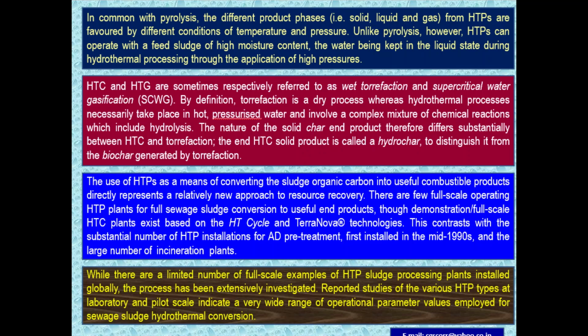While there are a limited number of full-scale examples of hydrothermal process sludge processing plants installed globally, the process has been extensively investigated. Reported studies of the various hydrothermal process types at laboratory and pilot scale indicate a very wide range of operational parameter values employed for sewage sludge hydrothermal conversion.